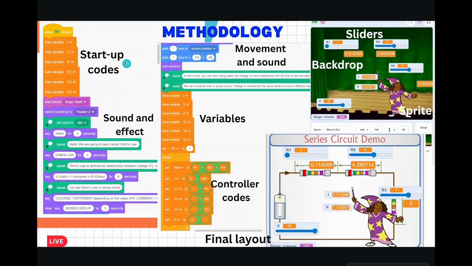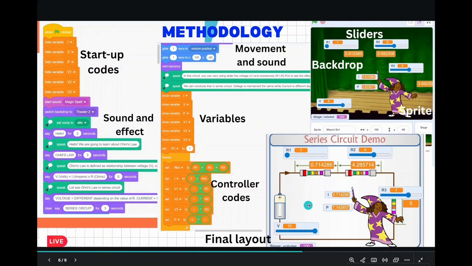To do this method, first, start out with some codes and then add some sounds and effects. Third, movement and also sounds. Fourth, now variables and also controller codes are the main component of Scratch.